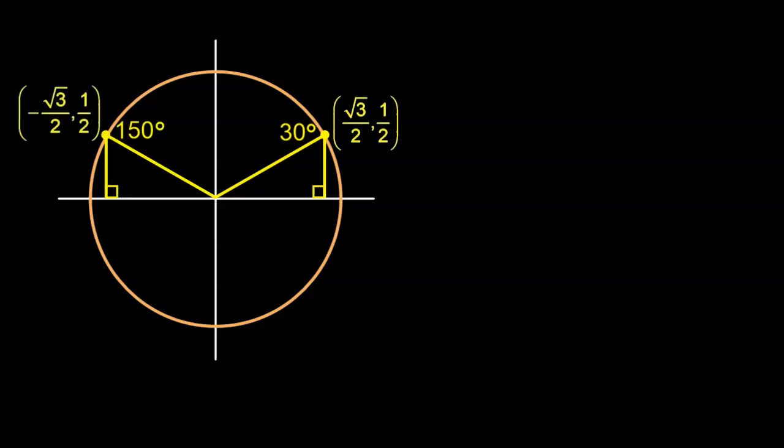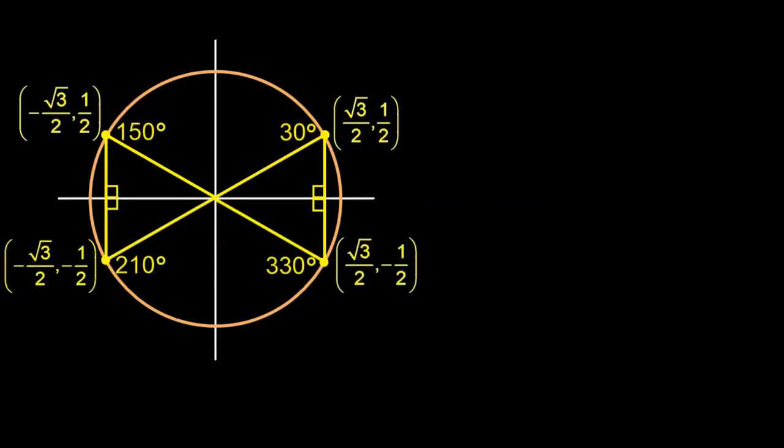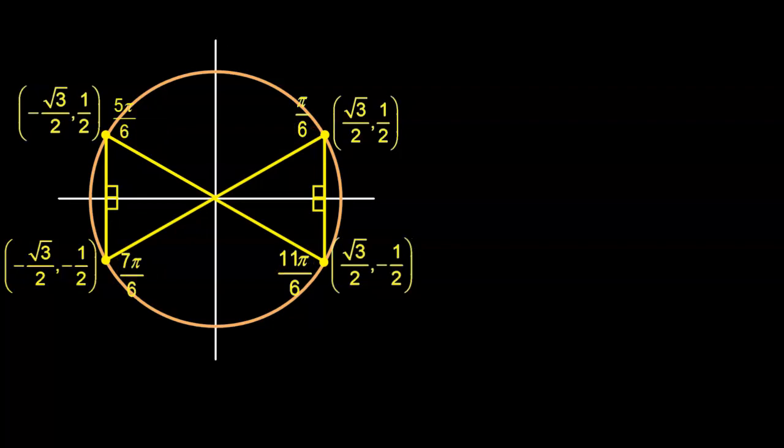I'll reflect that across the y-axis and get similar coordinates with the negative on the x coordinate. Flip it into the third quadrant, so at 210 degrees, we've got negative root 3 over 2, negative half. And flip it once more across the x-axis to 330 degrees to get root 3 over 2 comma negative half. And in radians, pi over 6, 5 pi over 6, 7 pi over 6, and 11 pi over 6.